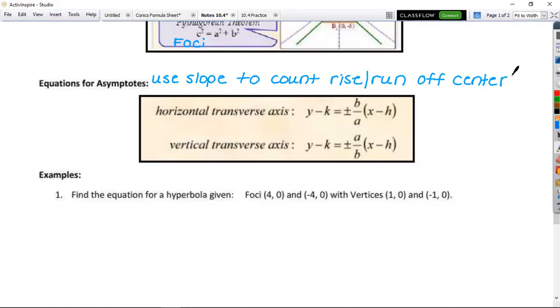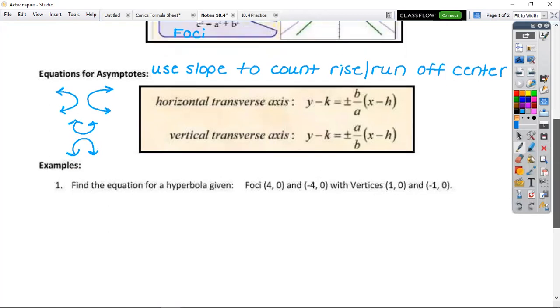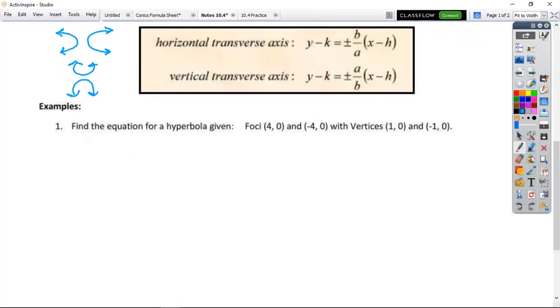So here's your formula for when you have the horizontal transverse axis. And again, that's the hyperbola that looks like this. And then here is your formula for your vertical. So vertical looks like this. Okay, they're very similar. All they do is flip the A and the B. And the A and the B are the same A and B that we were referring to yesterday. So same type of thing. All right, so let's jump in and start these because that's all the information that you need.